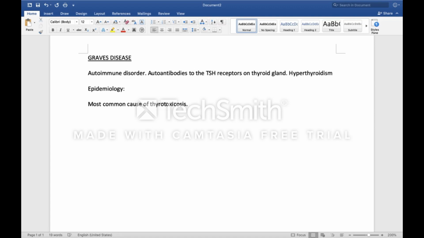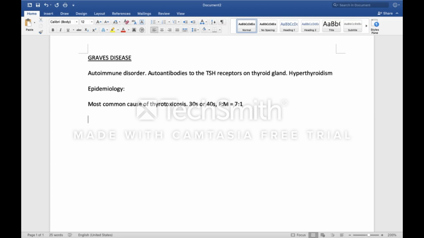The people who get this condition, you will mostly find them in their 30s or 40s. And as I told you, this condition is more common in females. The female to male ratio is 7 to 1, which means if you find any patient in the clinics diagnosed with Graves' disease, most of them will be females.